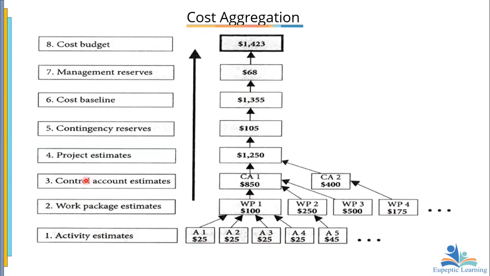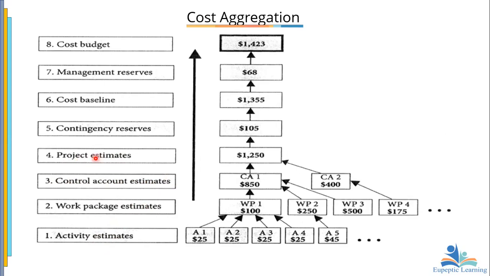Control account is usually set at the work head on top of a particular work package. You remember when we were looking at the concept of control account, it was placed on top of the work packages under the particular deliverable. So as we climb up, we move from activity estimate to work package estimate to control account estimate, then project estimate, because it is usually related to deliverables as far as control accounts are concerned.